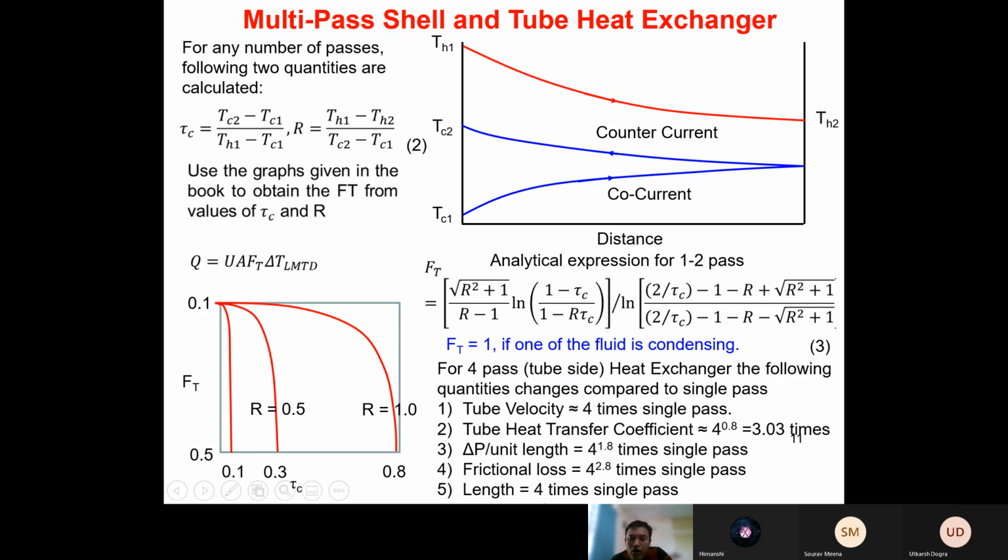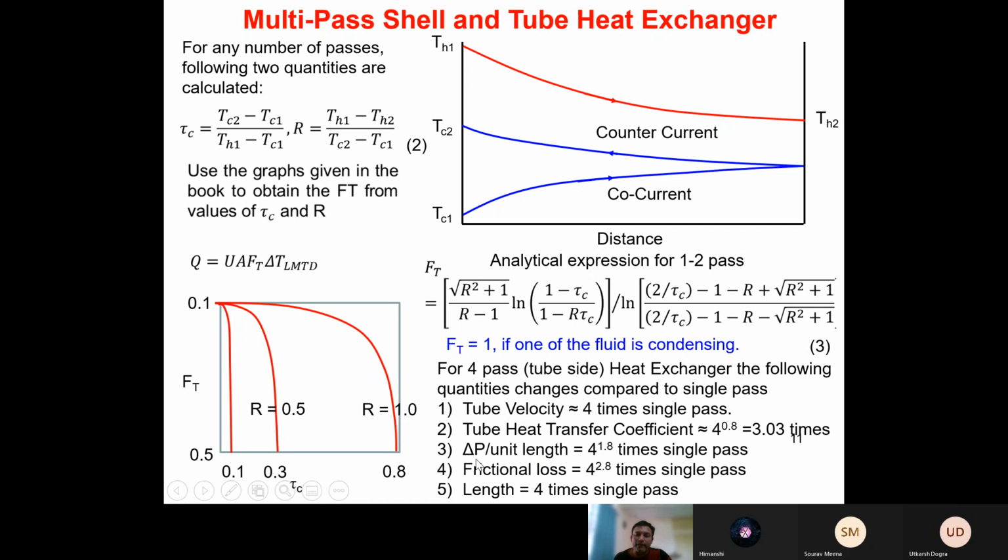Also, the length of the heat exchanger. So if you look at the length with respect to single pass, the length will be 1/4 times. Okay, there is some mistake here. So length will be 1/4 times that of the single pass. Is it clear to everyone? Sir, how will length decrease?